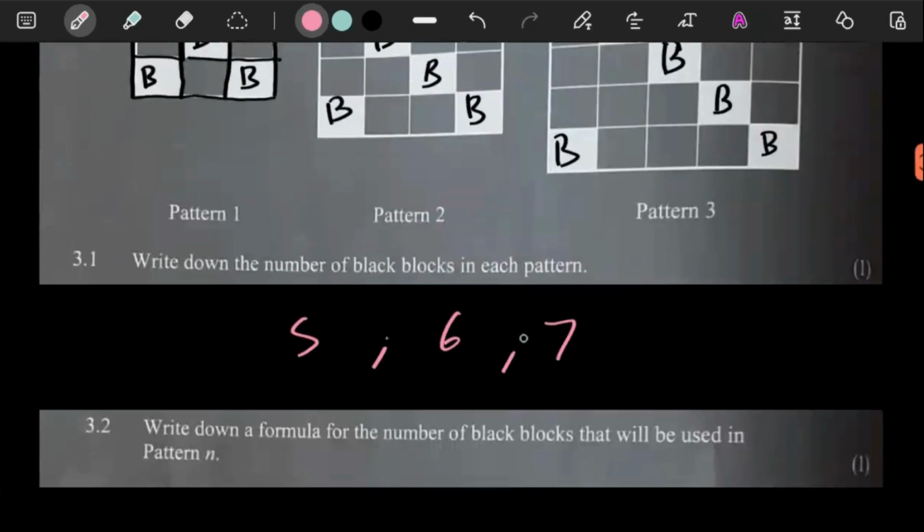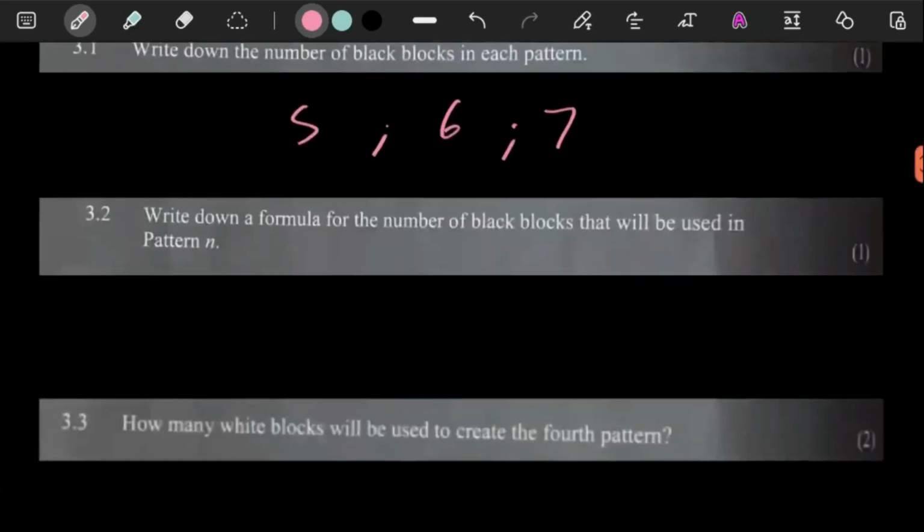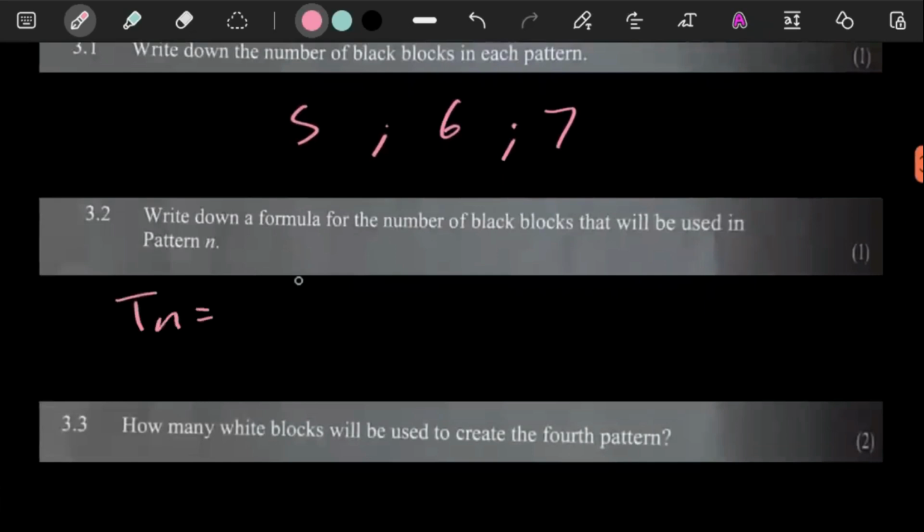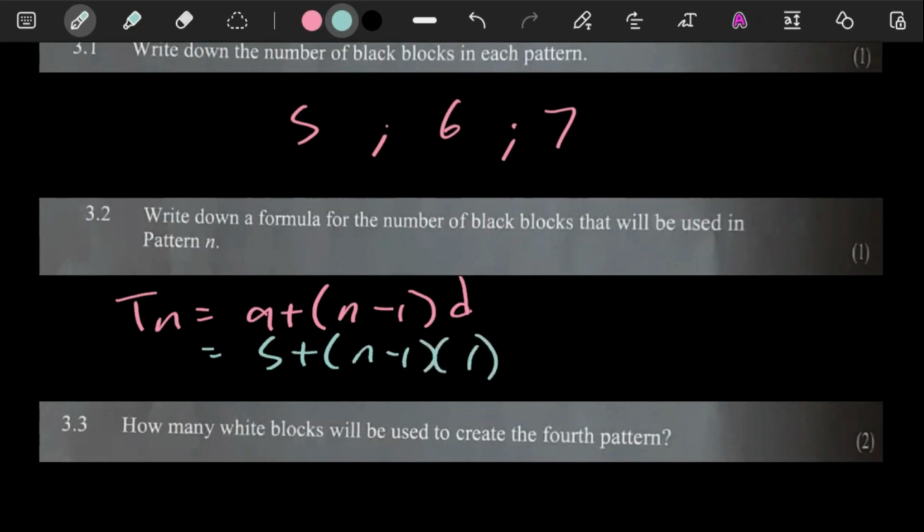For 3 marks, it says write down a formula for the number of black blocks that will be used in a pattern. So Tn is going to be equal to a plus (n minus 1)d, because the common difference here is 1 and the first term is 5. If you want to simplify this, it's going to be 5 plus n minus 1. You don't need to put the brackets. So Tn is equal to 4 plus n. Yeah, that kind of makes sense.